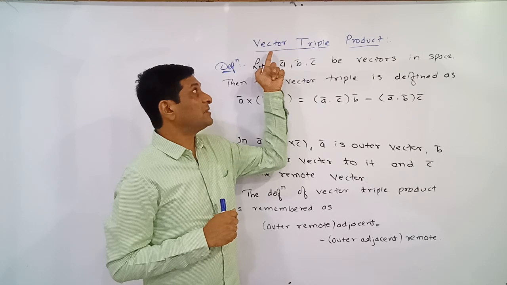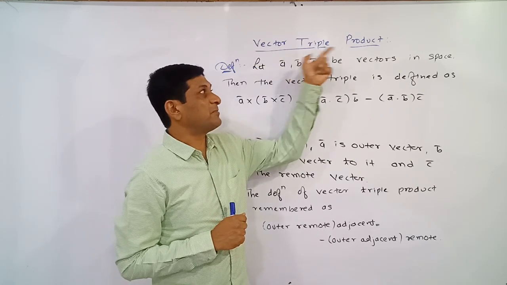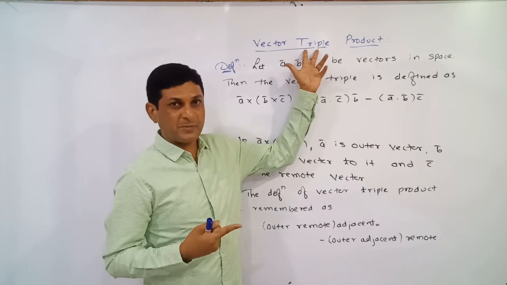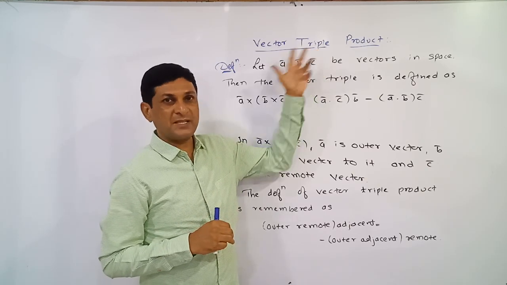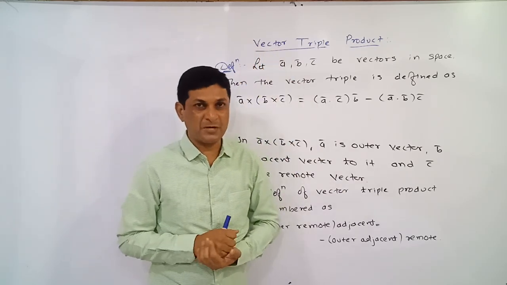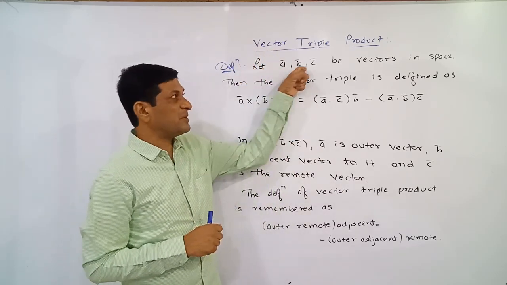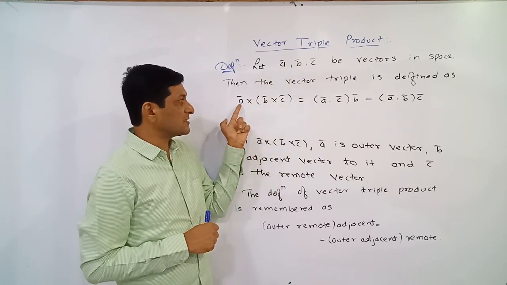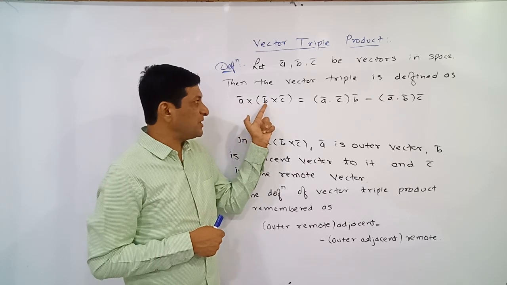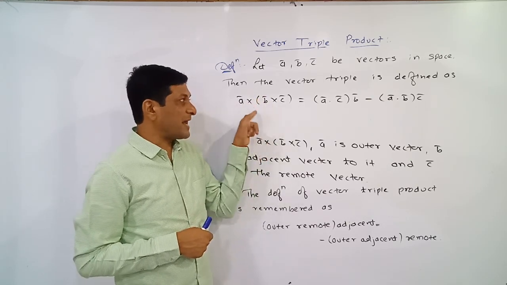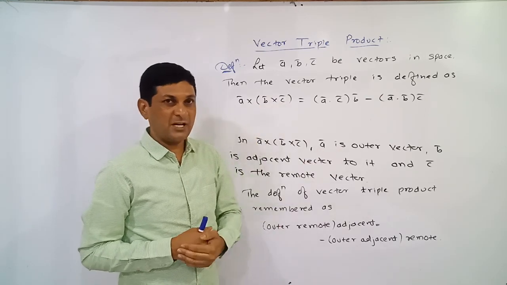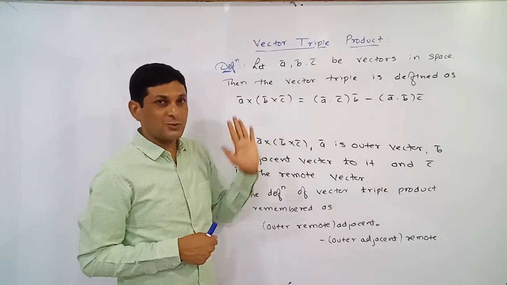Now let us see how this vector triple product is denoted. Here also we are finding a triple. Triple means we are finding the product of three vectors in such a way that the result is which quantity? Vector quantity. That's why it is called vector triple product. So if A bar, B bar, C bar are any three vectors, then their triple product is denoted by A bar cross B bar cross C bar. Here the bracket is given to the last two vectors. Try to understand, this definition is applicable if the bracket is given to the last two vectors.